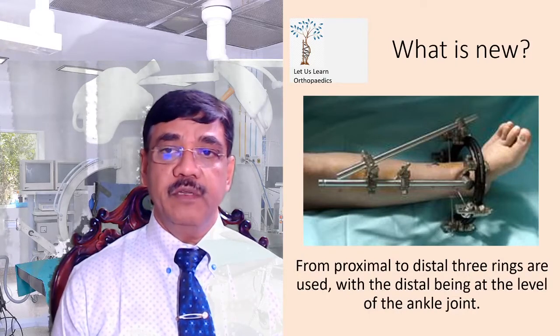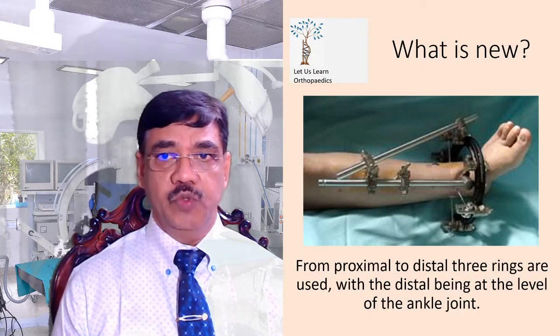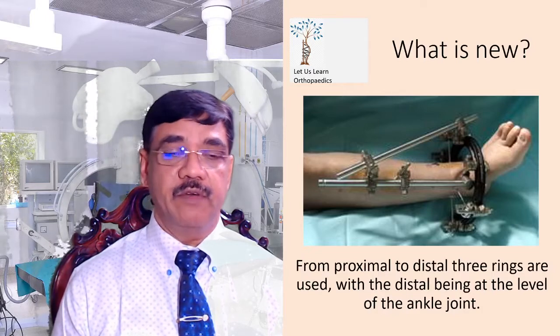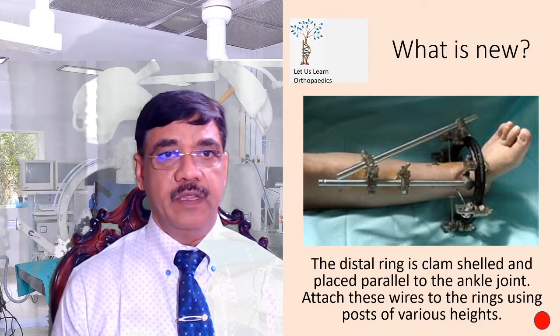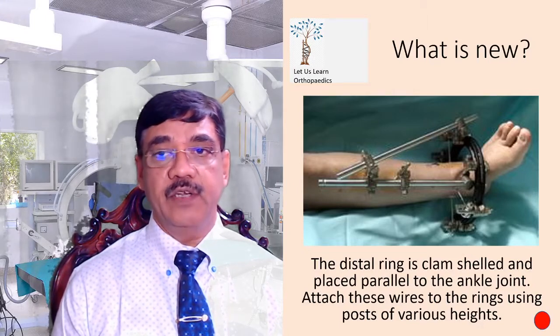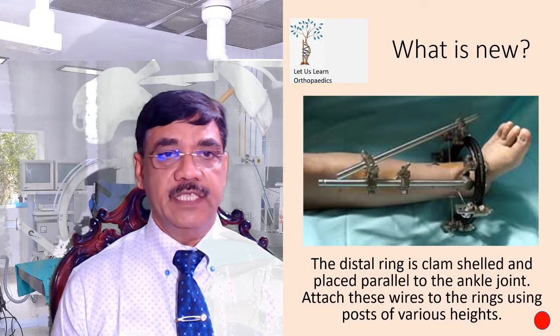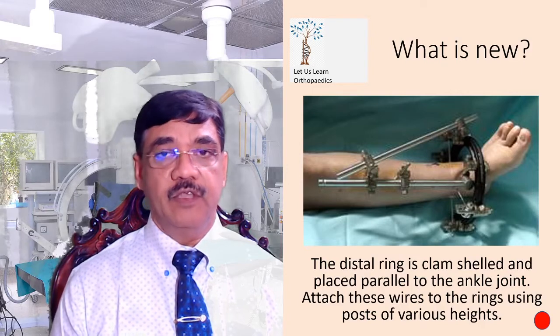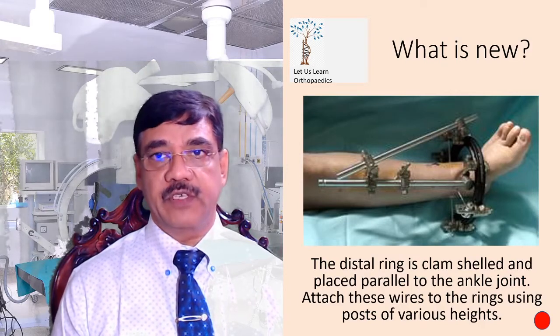From proximal to distal, 3 rings are used if they are using the Ilizarov, with the distal being at the level of the ankle joint. The distal ring is clamshelled or placed parallel to the ankle joint. Attach these wires to the rings using posts of various heights. This is how we treat plafond fractures.